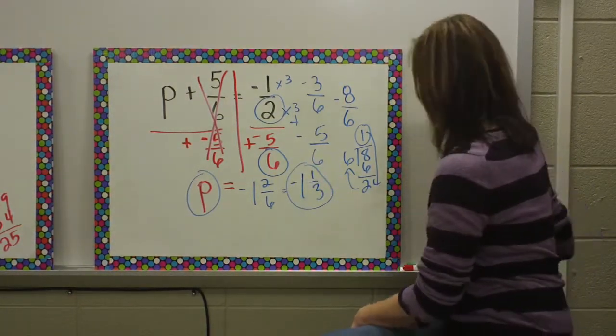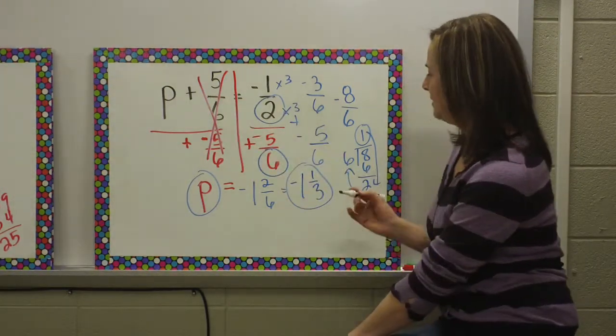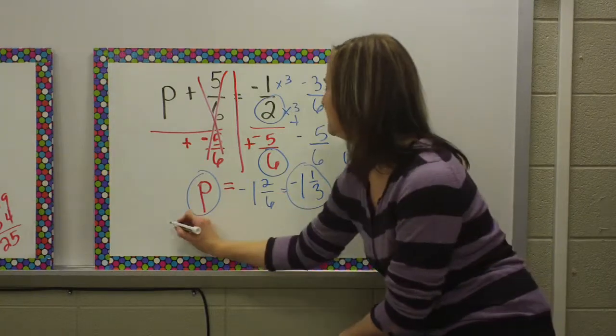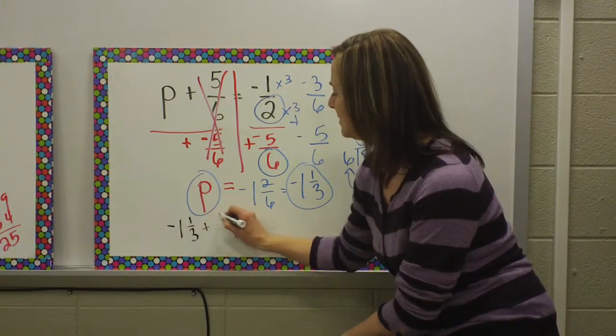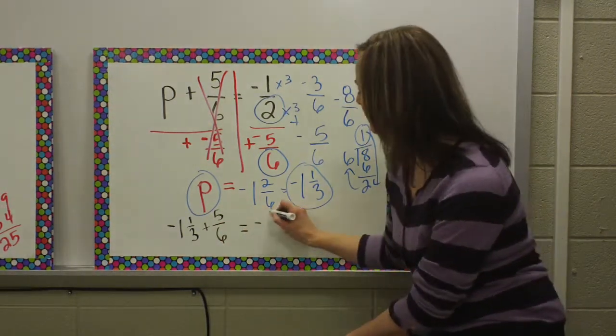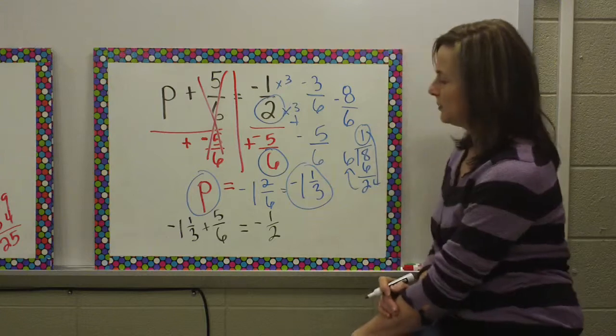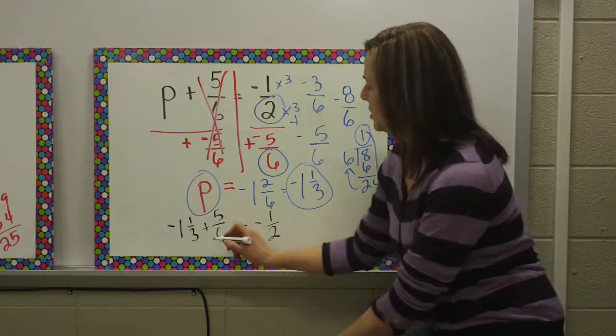Now, the only way to know for sure is to check this. So I'm going to go ahead and put in a negative 1 and 1/3 for p. Plus 5/6 should give me a negative 1/2. So I'm going to go ahead and add this to check.